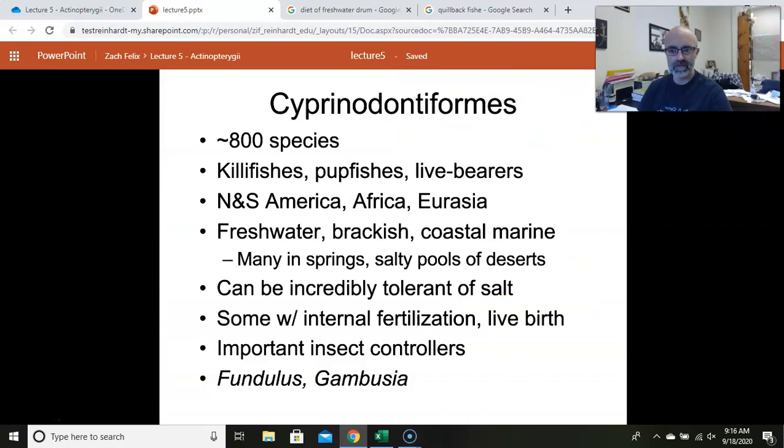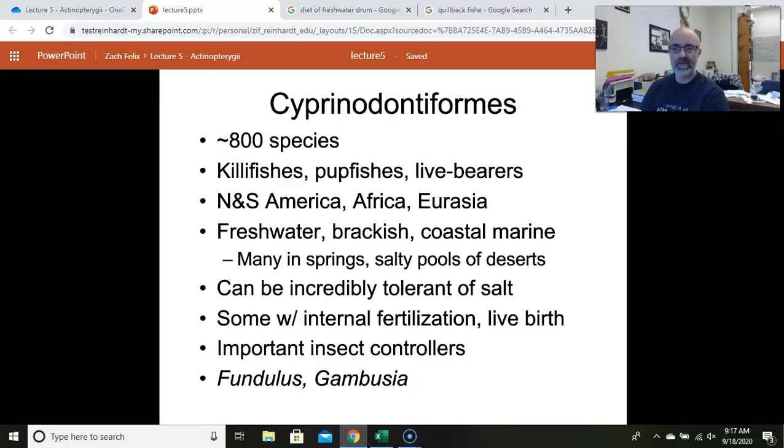Cyprinodontiformes. Again, worldwide distribution. So when you get to these ordinal levels, these groups are old groups, and they were around when all the continents were together. And then when the continents broke up, they spread all the way from China to North America to Africa. So when you see that kind of distribution all around the world, that indicates this order is a very old group.